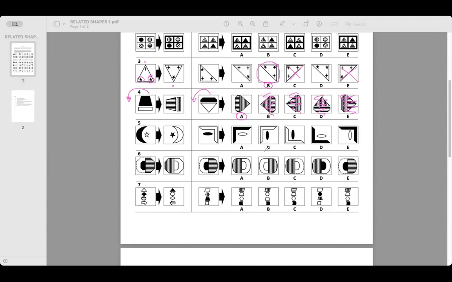Okay. So question 5. So the shapes rotate 180 degrees. So the star is upside down, showing the rotation rather than the mirror image. Okay, so it's actually being rotated rather than a mirror image. Quite a tricky one to spot there. And then it swaps shading solid to no shading.